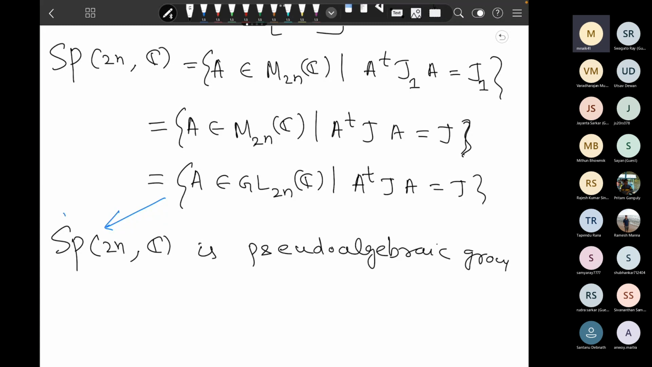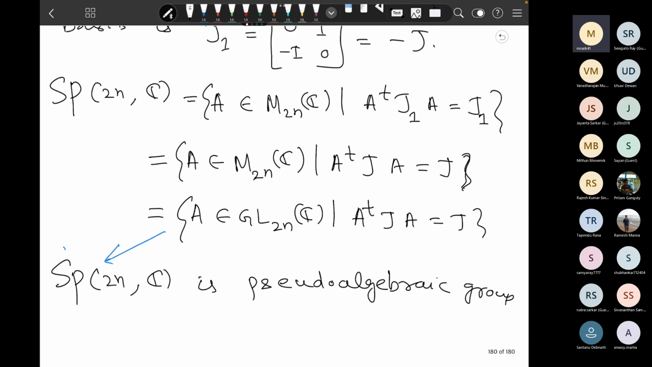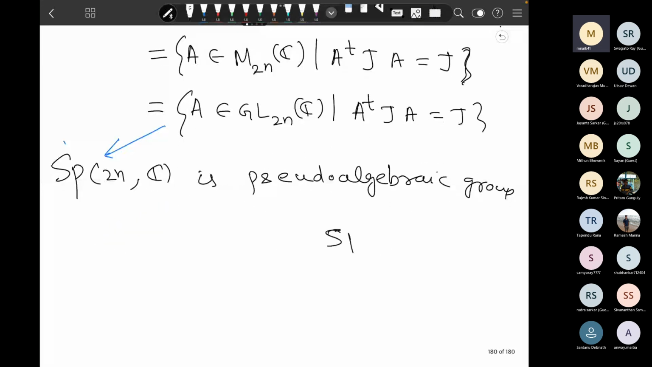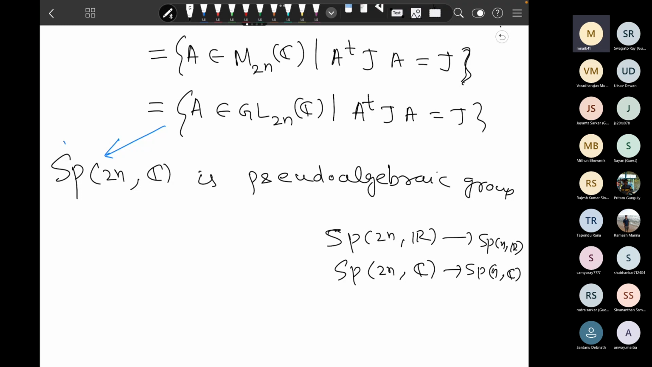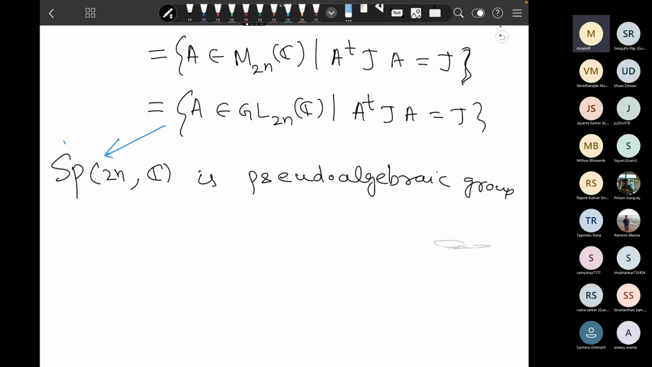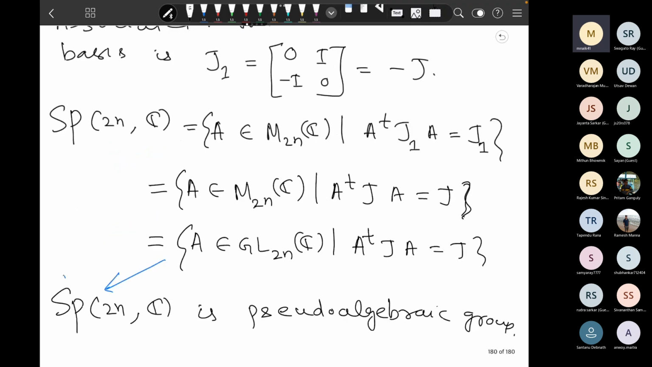Actually, by the way, some books write SP2n(R) as SPn(R), and that is a really confusing thing. Similarly, SP2n(C) they write as SPn(C). So in some books it is SP2n(R), some books SPn(R). There is some confusion, but you should guess on your own what notation the book is using. Okay, so this is the thing.